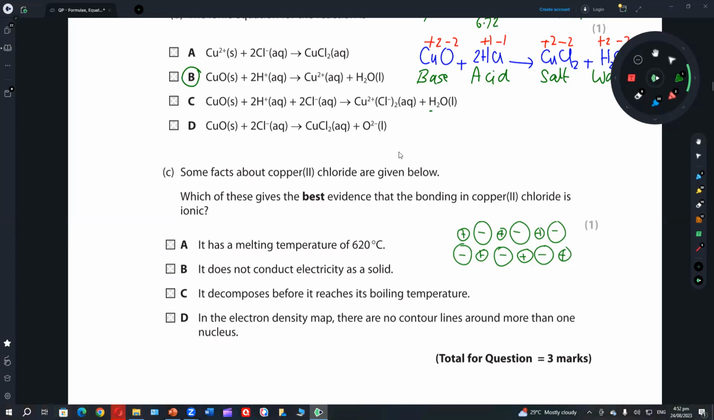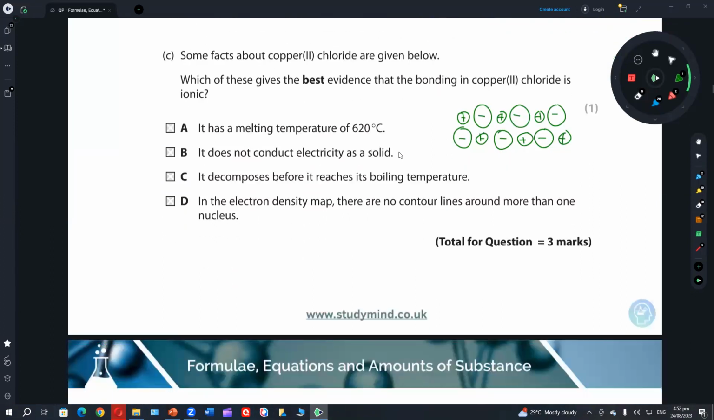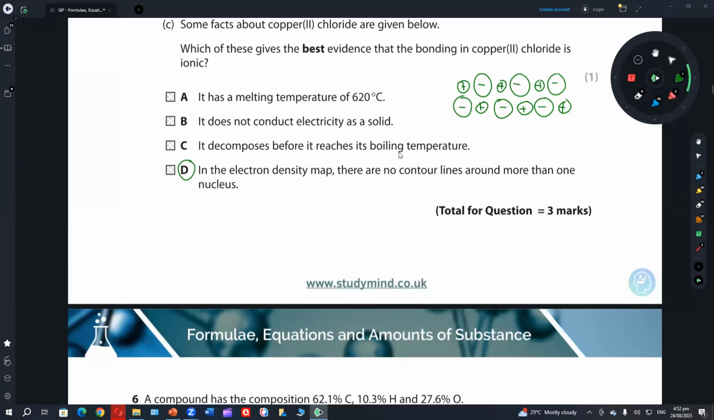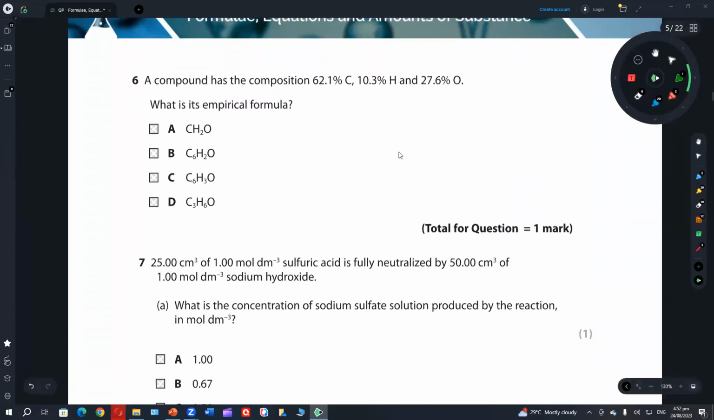As copper chloride is an ionic solid, there are no contour lines around more than one nucleus. There are no contour lines because it is not covalent. The electron density map is normally used for covalent compounds. Here, chloride would just gain one of copper's outer shell electrons, and it is a pure ionic solid, so there is no shifting of electron density. Okay.